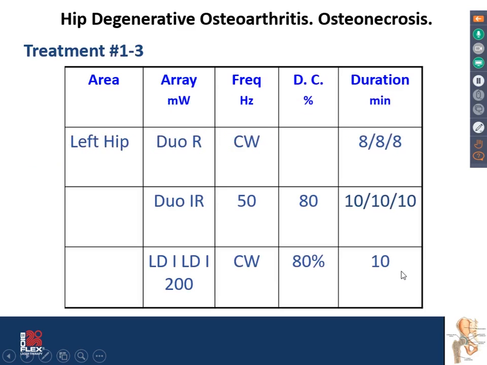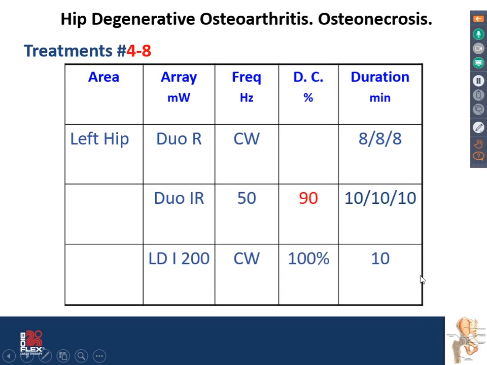So we started off, you can see here, 8 minutes of the red continuous wave, 50, 80. A little bit higher than the standard protocol as far as the percent duty cycle, 10 minutes in the 3 areas, and then using the LDI 200 at 80% for 10 minutes in and around that area. After several treatments, we made some changes, increasing the duty cycle and the infrared to 90 and increasing the power of the probe up to 100%.